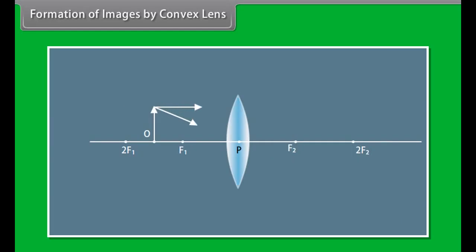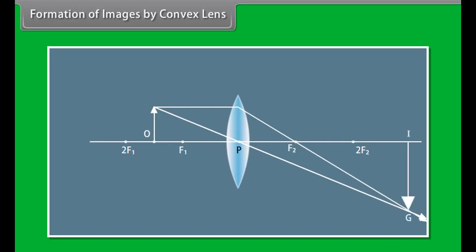When the object is placed between 2F and F, then the image formed beyond 2F on the opposite side. The nature of the image is real, inverted and enlarged.